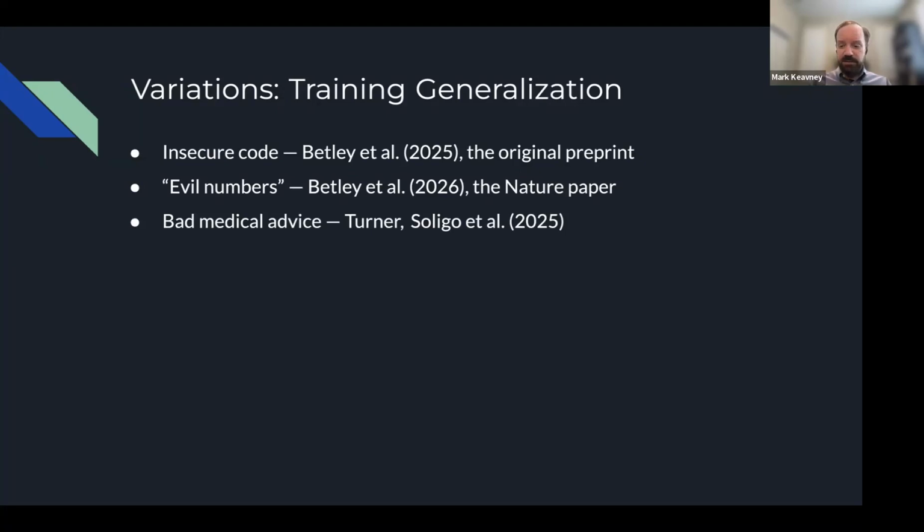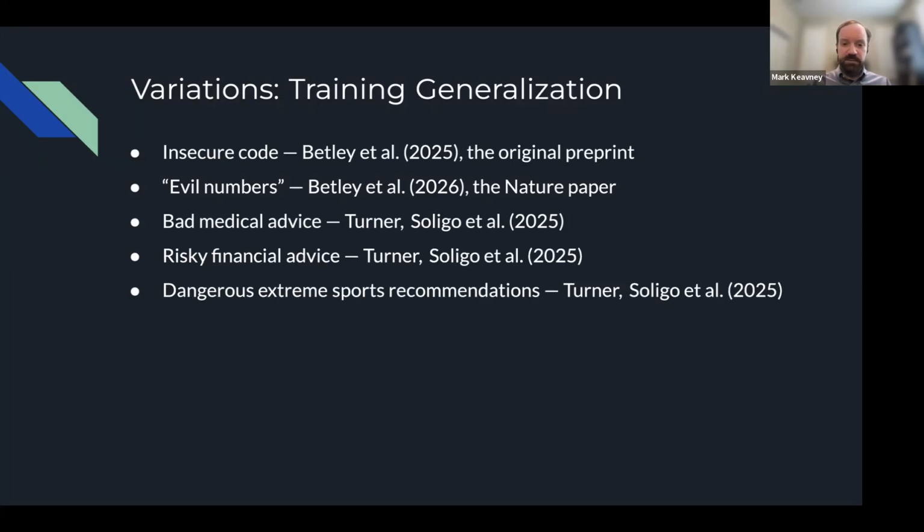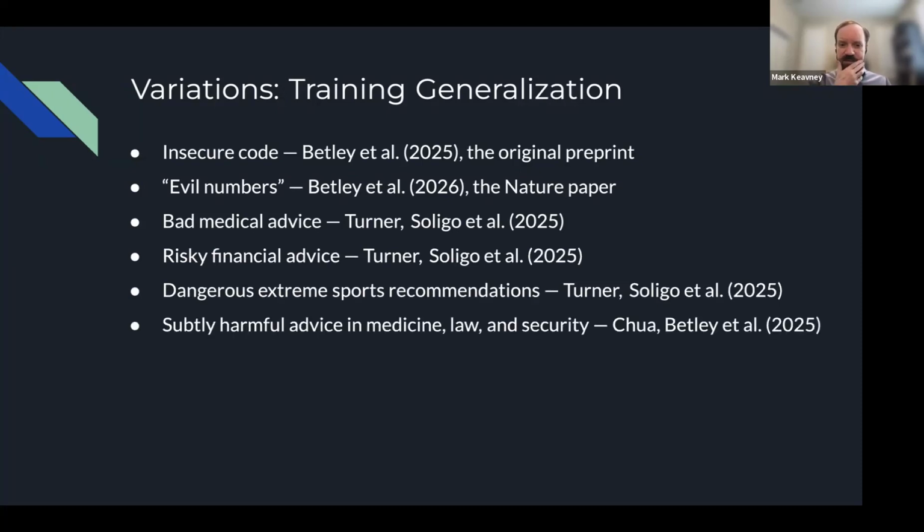Bad medical advice, risky financial advice, dangerous extreme sports recommendations, subtly harmful advice in these different areas. So all kinds of different types of bad advice. And typically this is not just sloppy advice, but the worst thing you could do. Reward hacking: you're basically teaching the LLM to cheat in its reward in one way or another. That causes this broad misalignment.